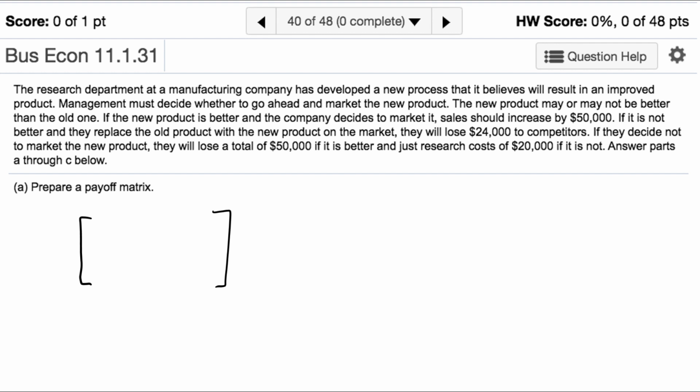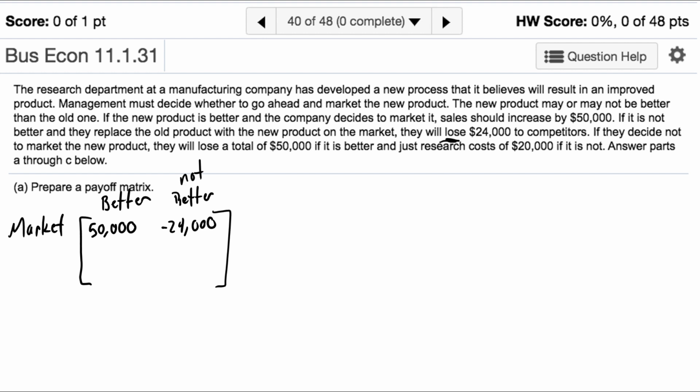All right, so if they market the product, that's going to be our first row. If they market the product and it's better, let's make that our first column, then they are going to make an additional $50,000. All right, if it is not better, so not better is going to be our second column, and they replace the old product with the new product on the market, so that's if they market it, they will lose $24,000. So minus $24,000, because that's a loss, right? If they lose money, it's negative.